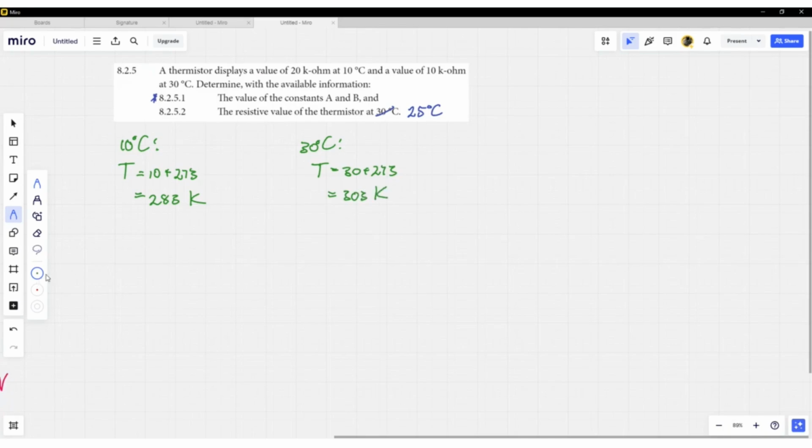Then you're going to write down the formulas for these. This is essentially your thermistor resistance. So you have your 20 kilo ohms equal to A multiplied by e to the power of B over your temperature, 283. And on this side, you're going to have 10,000 equal to A times e to the power of B over 303.